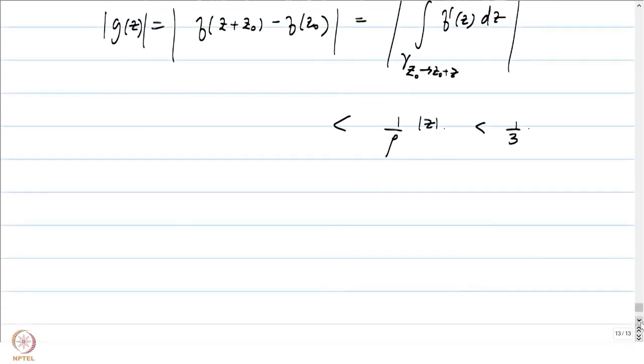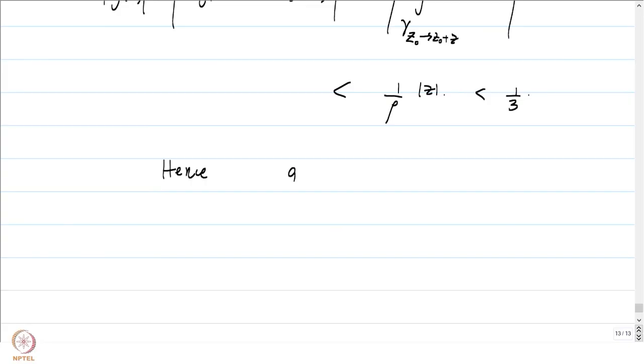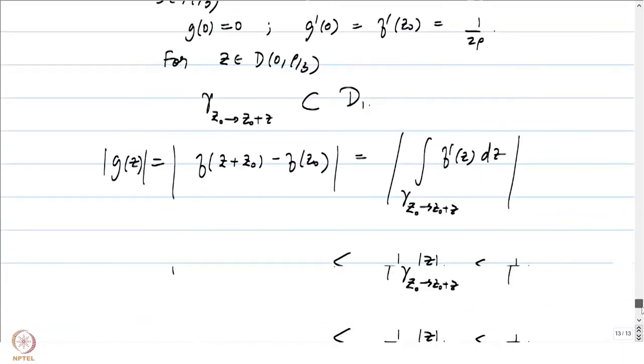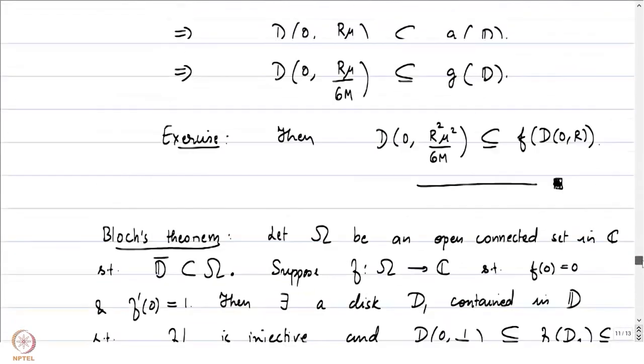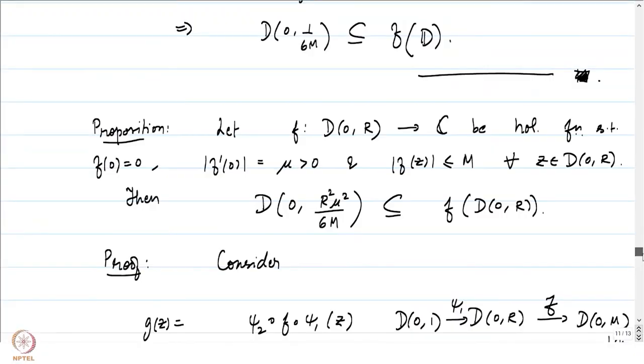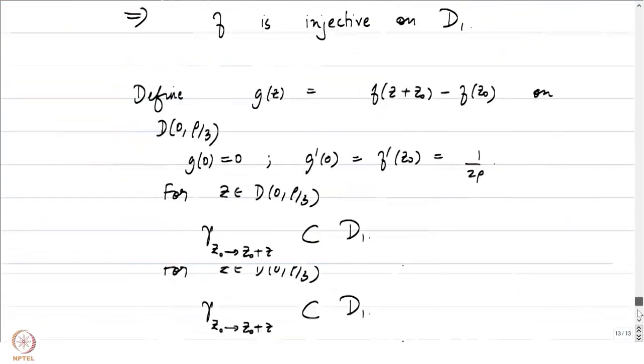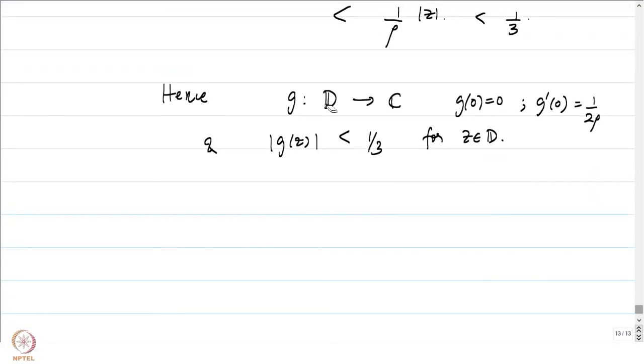So, we are now in the setup of our previous problem. Hence, g is now a map from the disk to C, g of 0 is equal to 0, g prime of 0 was already computed to be 1 by 2 rho, and the absolute value of g of z is less than 1 by 3 for z in D. Let's now go up to the previous theorem. What does the previous theorem tell us? The previous theorem then tells us that d0 r square mu square by 6m is contained in g of d0 r. Yeah, so this is a slight mistake. This is from d0 rho by 3, right?